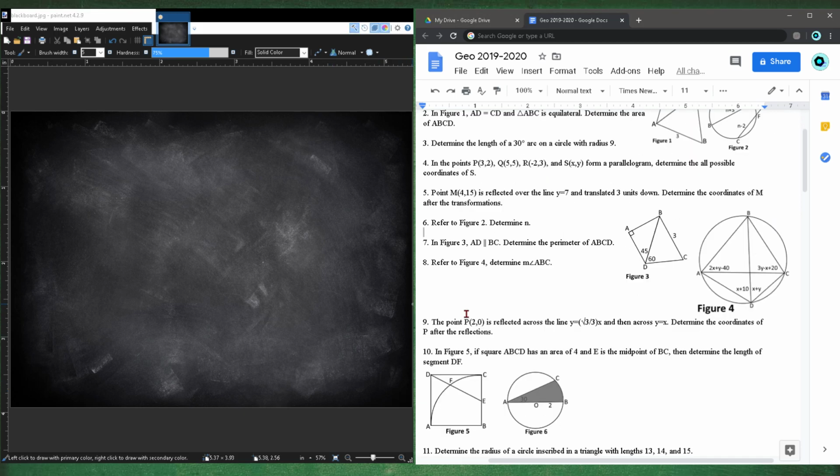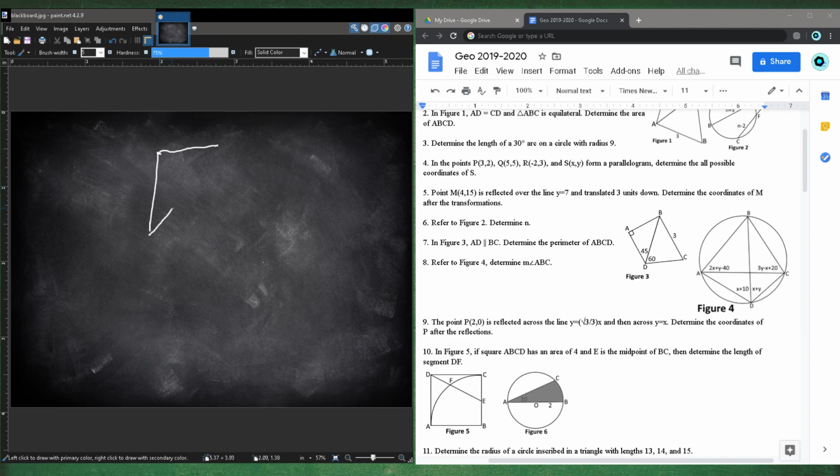Number 7, I believe, that we're doing right now. In figure 3, AD is parallel with BC. Determine the perimeter of ABCD. Okay, so we have something like this. So I usually like to draw it straight, even though I kind of put this in the document weirdly. So this is 45 and this is 60.